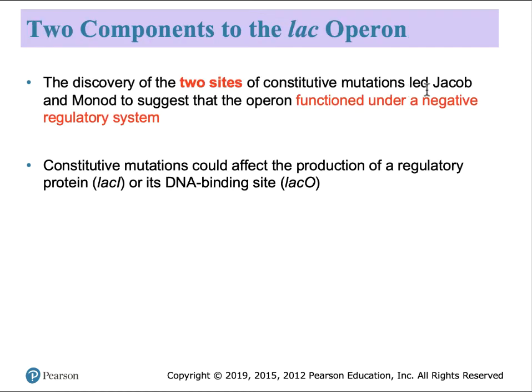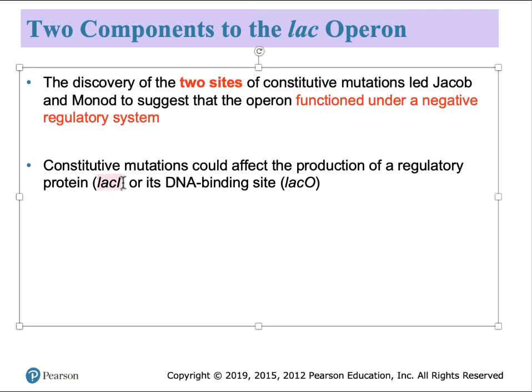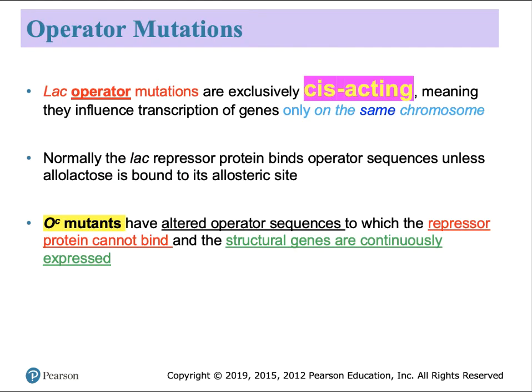The two sites that Jacob and Monod discovered through their experimental analysis happened to be the Lac-I gene itself, the one that produces the repressor, and the target of that gene, one of the targets, the Lac-O, the operator. One mutation affects the production from the Lac-I gene of a protein, the repressor. Now, once the repressor is made by the ribosomes, it's free to wander around the cytosol of the cell, binding to any operator that it comes across.